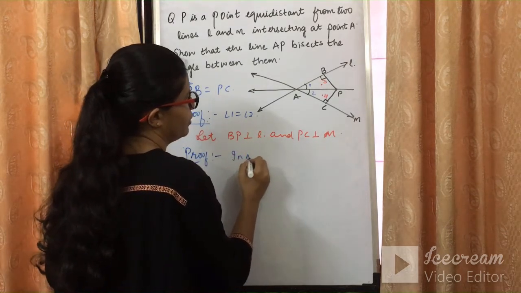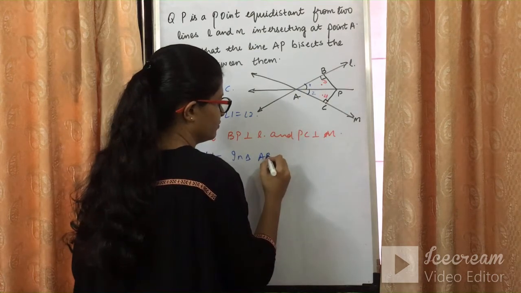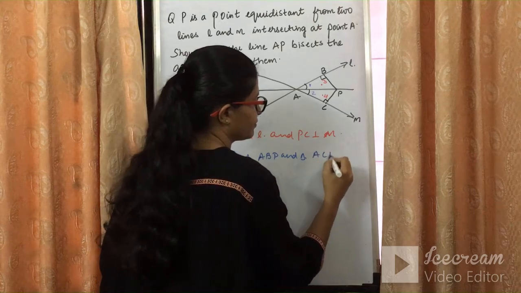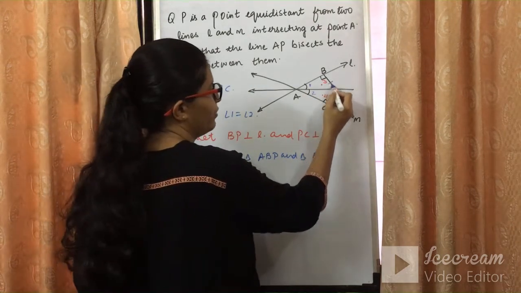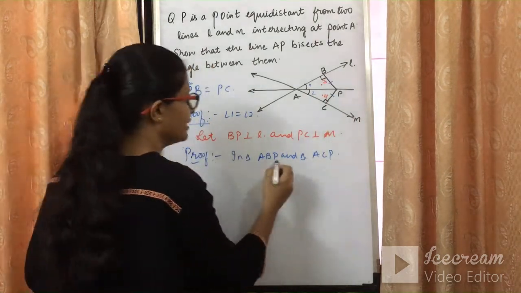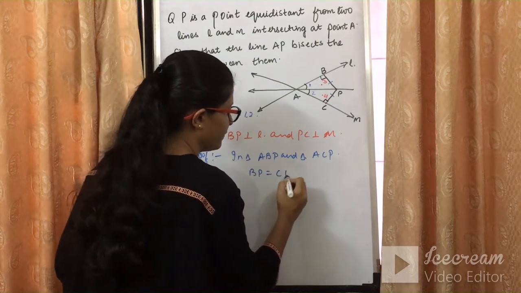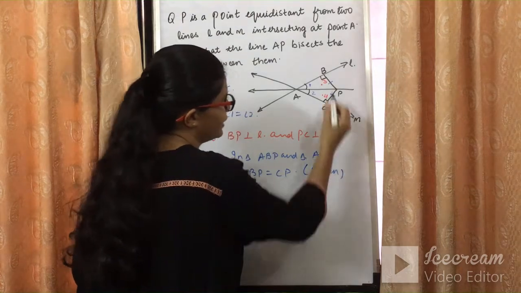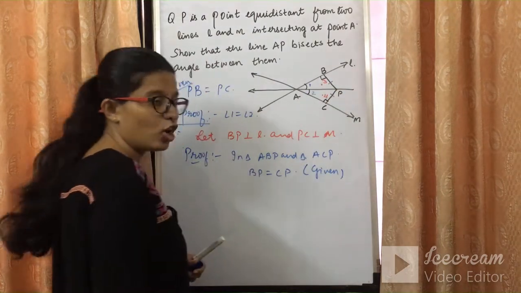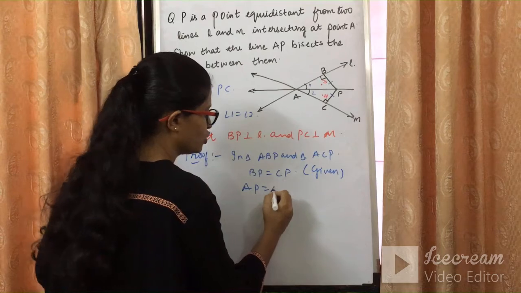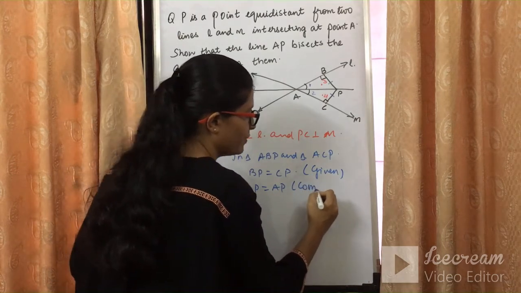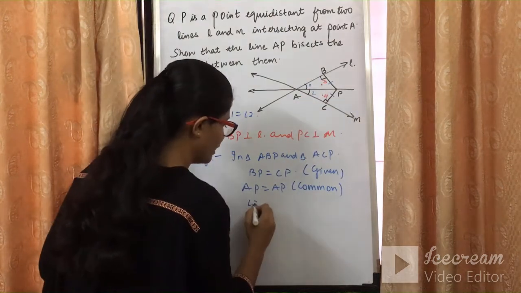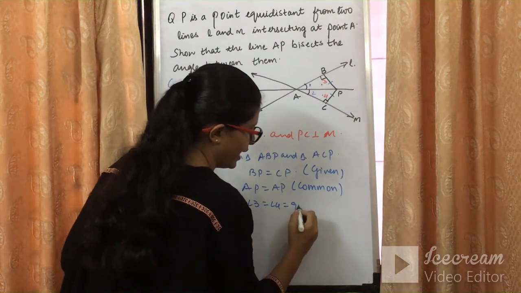In triangle ABP and triangle ACP, दोनों ही ट्राइंगल में मैं क्या ये बोल सकती हूँ BP is equal to PC, so BP is equal to CP. This is already given in the question. Can we say that in these two triangles AP acts as a common? So AP is equal to AP, which is common in the figure. Now angle 3 is equal to angle 4, which is equal to 90 degree.